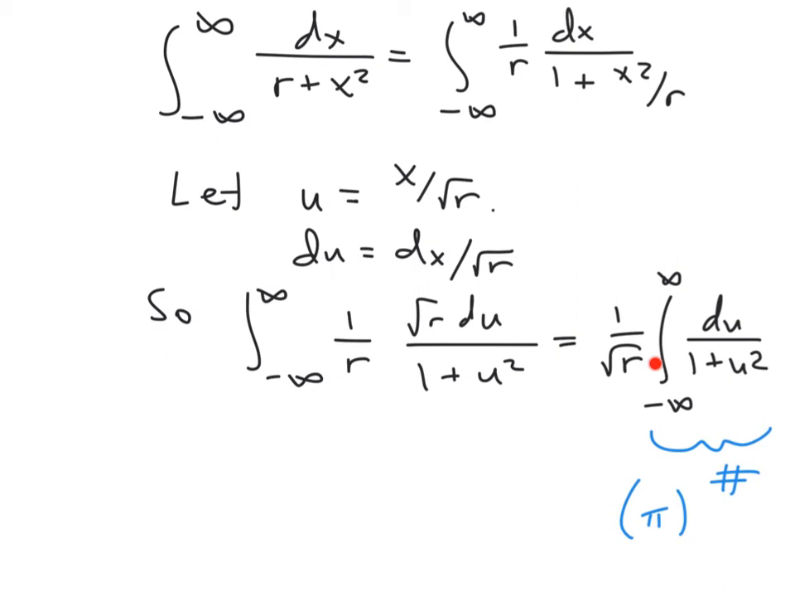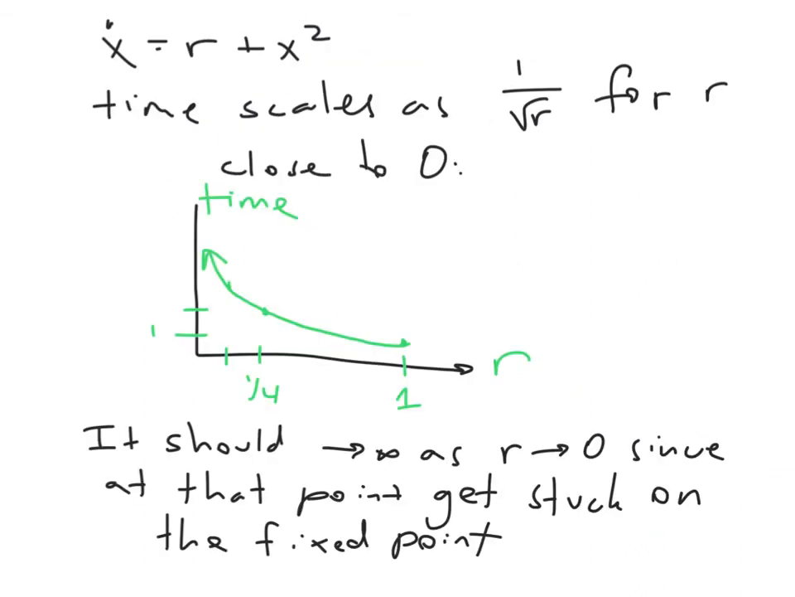And that scaling with r has been pulled out of the integral, and it's a 1 over square root of r scaling. So it happens to be the case that this integral integrates to pi, and there's some trigonometric substitution that would allow you to see that. But what I really cared about was this 1 over square root of r scaling on the amount of time it takes to get through that bottleneck.